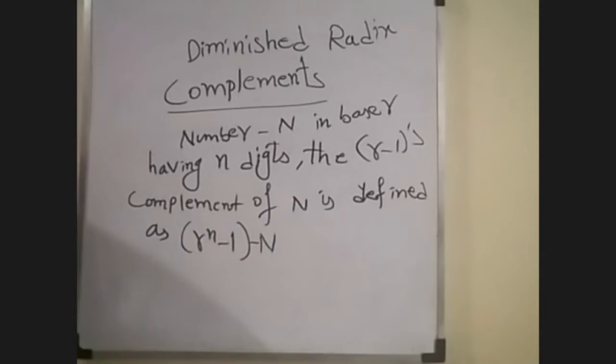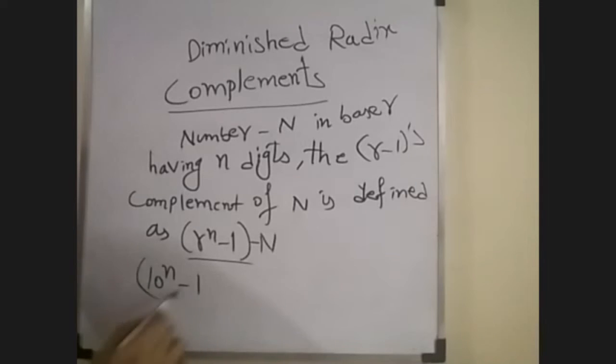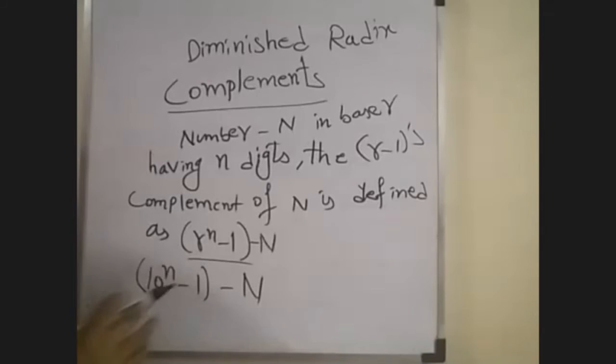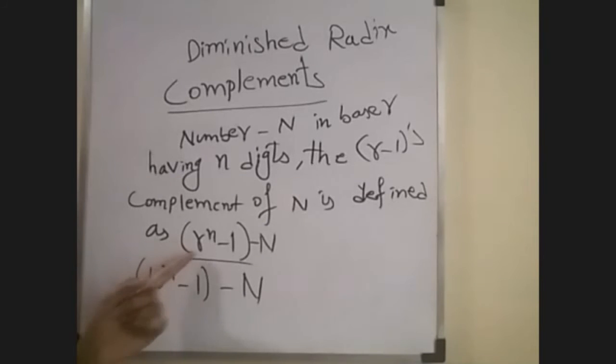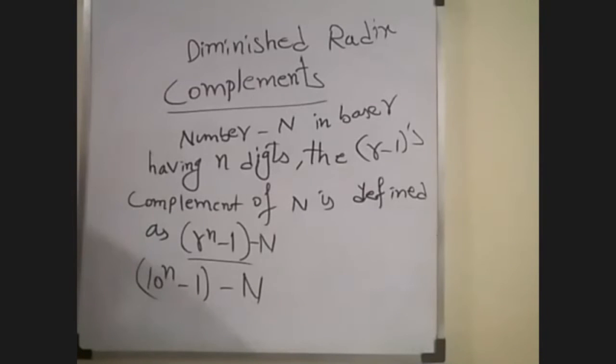So for that, let us take decimal numbers. For decimal numbers, what is the formula? 10 power n minus 1 minus N, where n is the number of digits and N is the number. Whereas if the radix is 2, it is 2 power n minus 1 minus N. So this is the diminished radix complement formula.